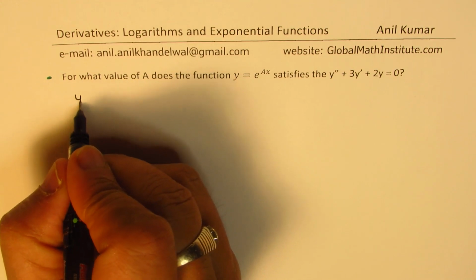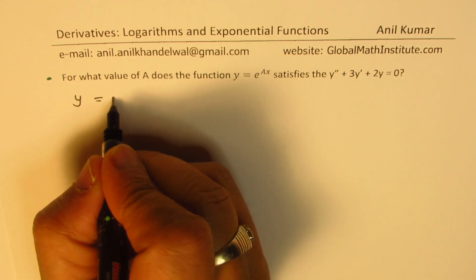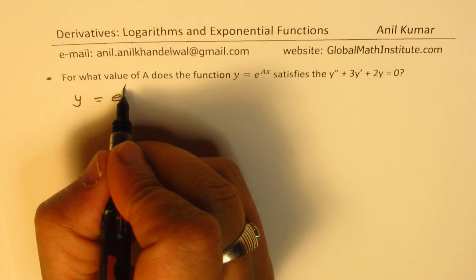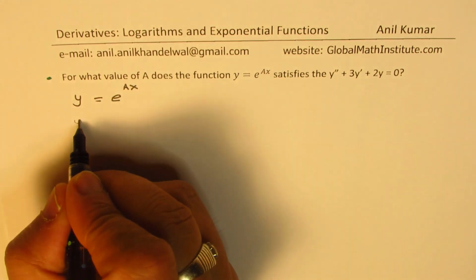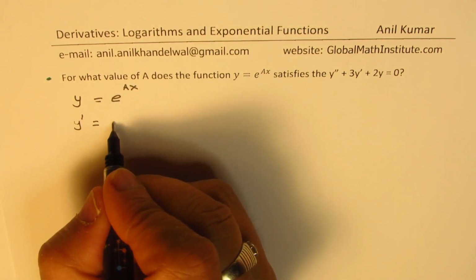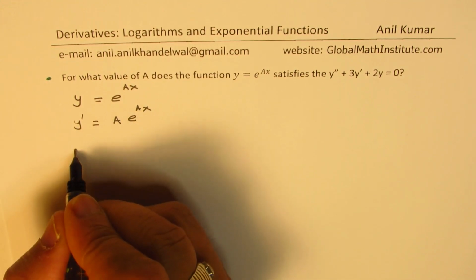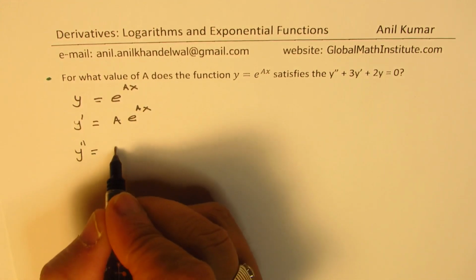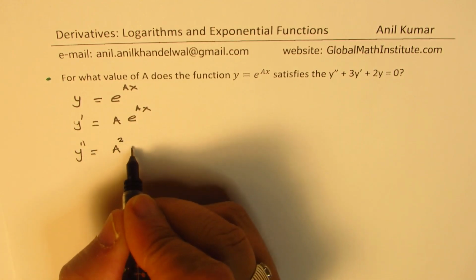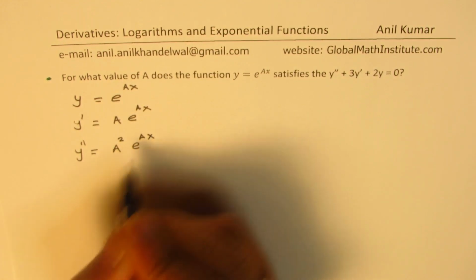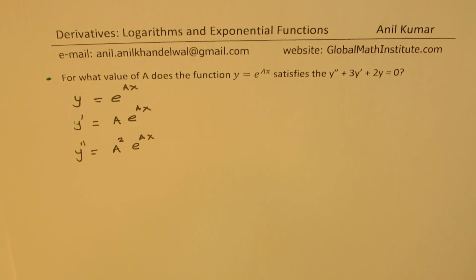Let's begin by finding the derivatives. We are given y equals e to the power of ax. So the first derivative here is a times e to the power of ax, and the second derivative will be a square times e to the power of ax. Perfect. So these are the derivatives.